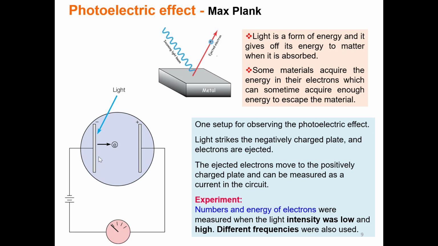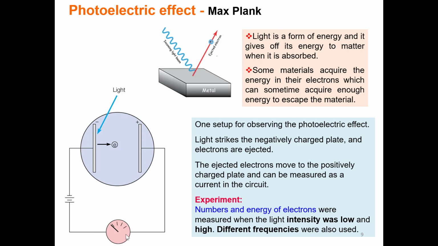In this setup, he has two plates. One is a negatively charged plate, the other is a positively charged plate, and he also has a source of power and a device that he used to measure the current of the circuit. Then when the light strikes the negatively charged plate, it gives enough energy to the material, and some electrons can escape. Those electrons are attracted by the positively charged plate, and they move through the wire as a flow of electrons, creating a current in the circuit. This current was measured using this device.